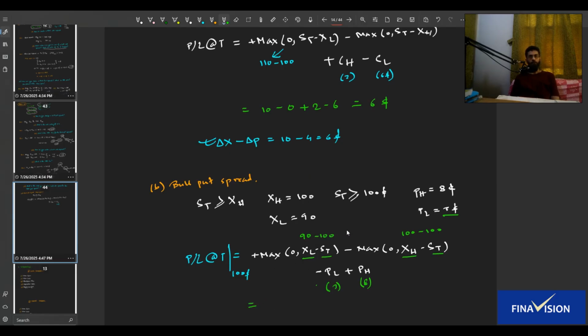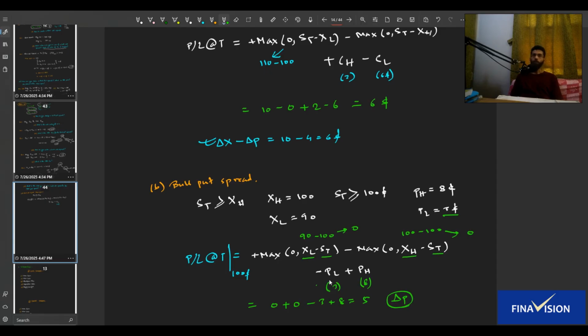The first one expires at 0 value. So this is 0, because between negative and 0, the max value has to be taken. So the max value we take is 0. The next one also expires without value, so this is also plus 0. Minus 3 plus 8, this is equal to 5. So the difference between the premiums remains our maximum gain, right? As we have done in the theoretical exercises.